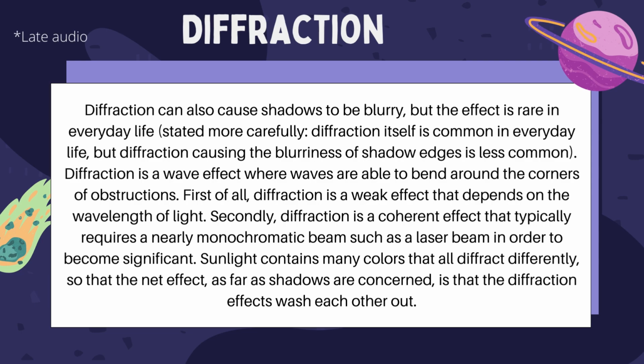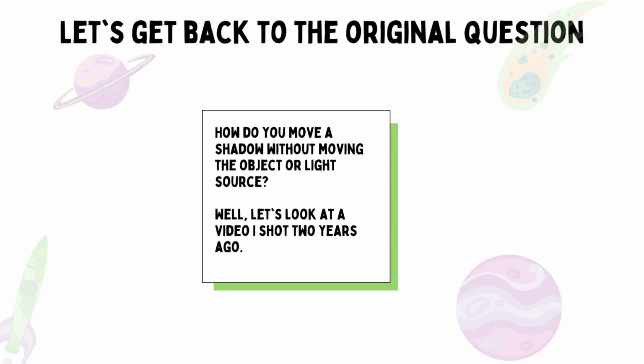First of all, diffraction is a weak effect that depends on the wavelength of light. Secondly, diffraction is a coherent effect that typically requires a nearly monochromatic beam, such as a laser beam, in order to become significant. Sunlight contains many colors that all diffract differently. As far as shadows are concerned, the net effect is that the diffraction effects wash each other out for the sun or a white light source.